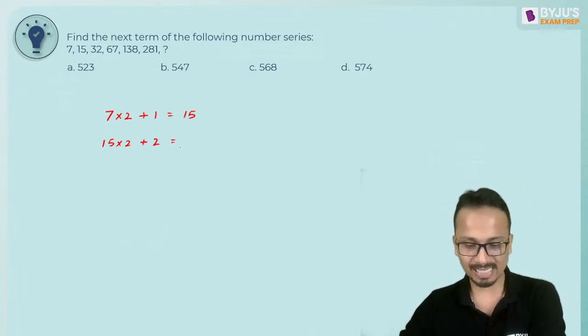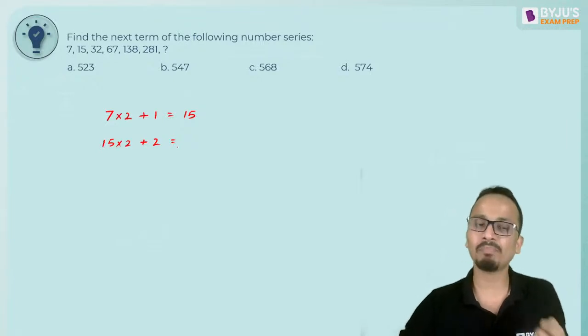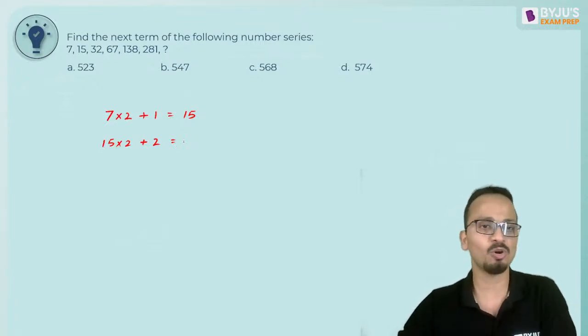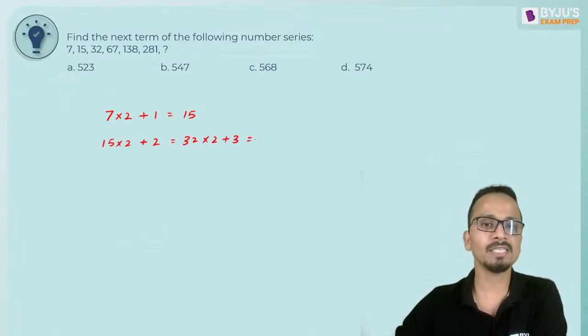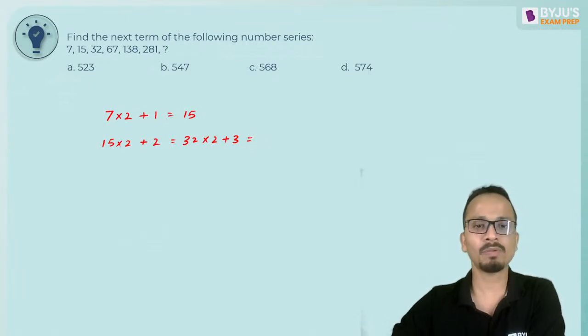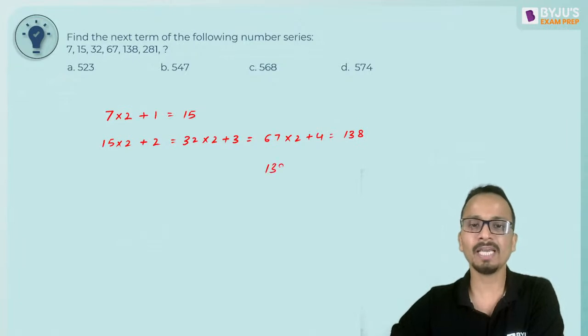Exactly, Ali. So multiply by 2 and then plus 1, 2, 3, 4 and so on. So 15 into 2 is 30, 30 plus 2 is 32. Then after 32, it is multiply by 2 plus 3. So that is equal to 64 plus 3, 67. Then multiply by 2 plus 4, we have obtained 138. Then 138 multiply by 2 plus 5, so that will be 281.